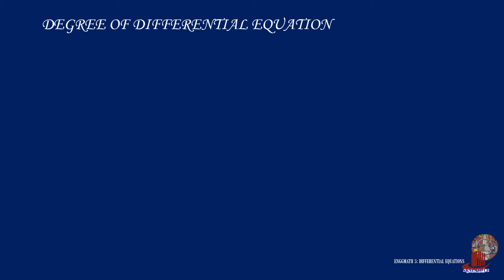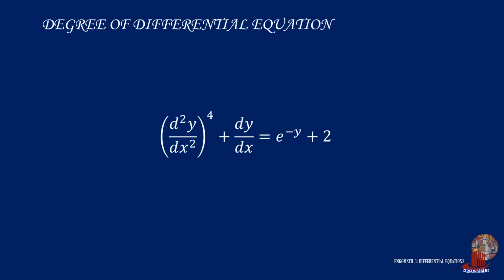Let's check the degree of the previous example we had. First, identify which term has the highest order. And in this case, it would be the first term. Then determine the power of the term. We can see that the whole term, which includes the derivative, is raised to the fourth power. So the DE's order is 2 and its degree is 4.